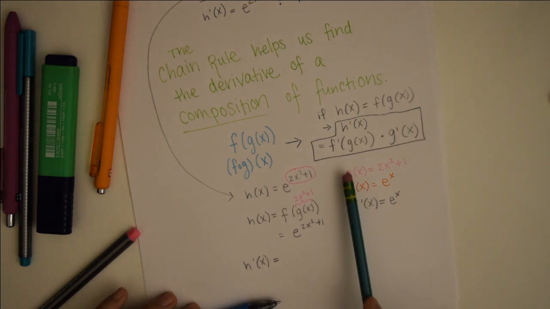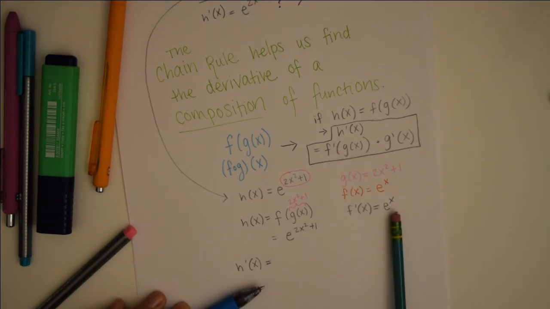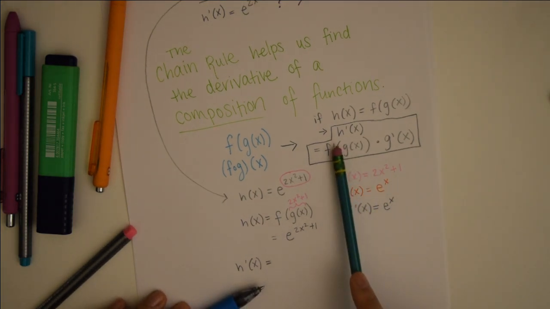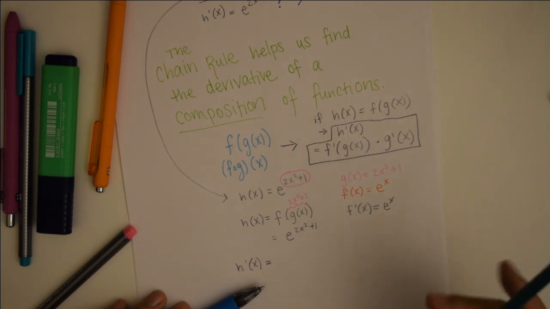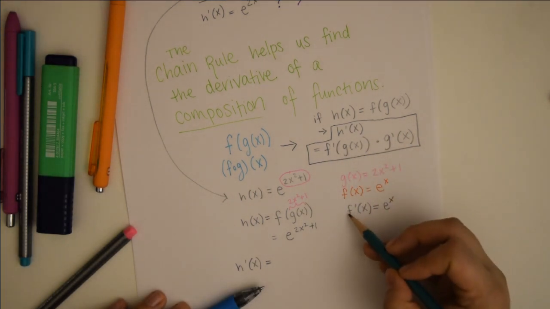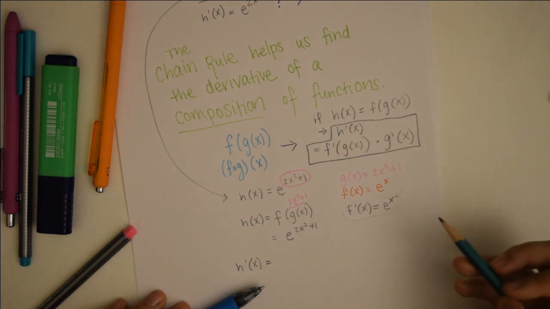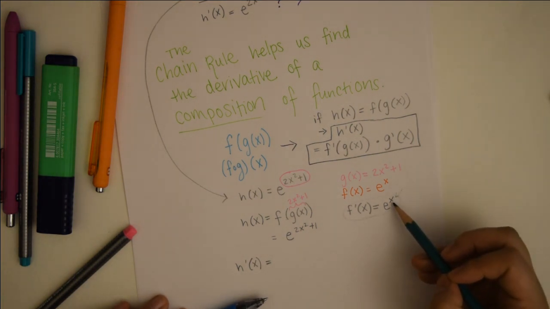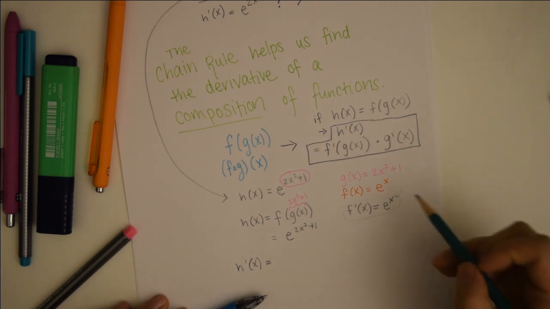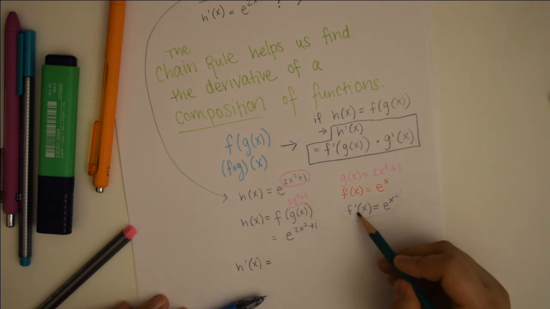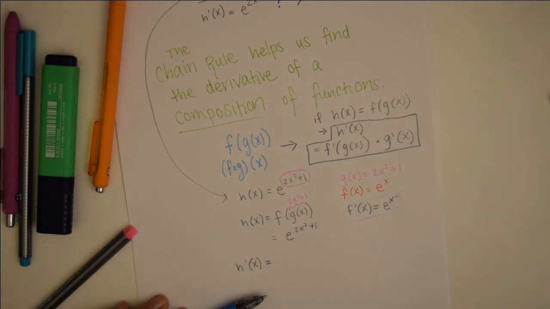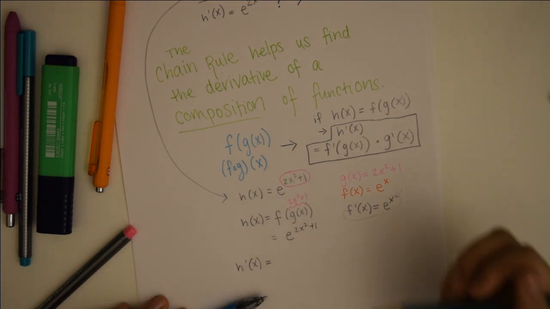But it's not just f prime of x, right? We need f prime of g of x. So in other words, this is my f prime function. So if I input x, e to the x is my output of f prime of x.